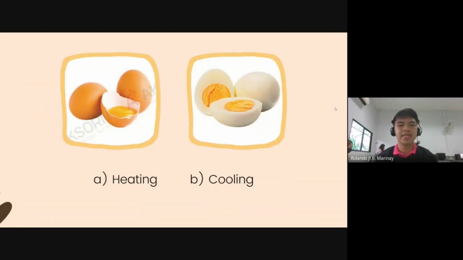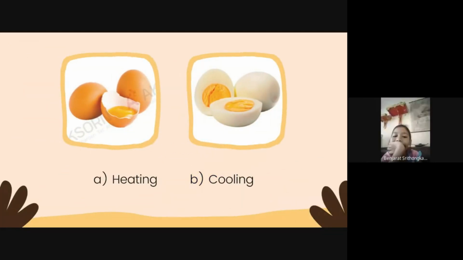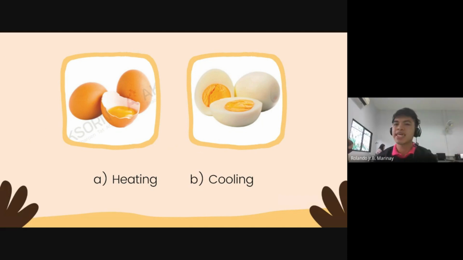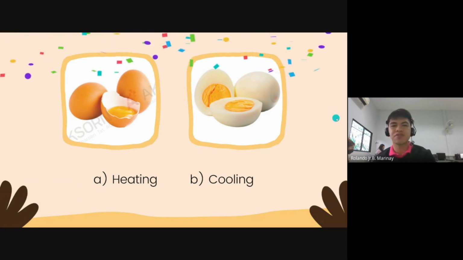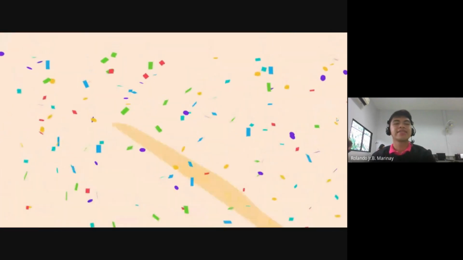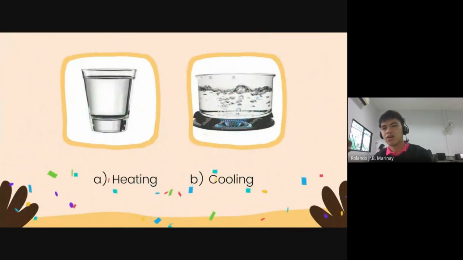What about this one? Heating. Heating, very good. To make the eggs like this, okay, we use the boiling process, and boiling is an example of heating process, okay? So we use heating. Good job, kids, for those who answered. Next one. Oh, what is it? Is it heating or cooling?